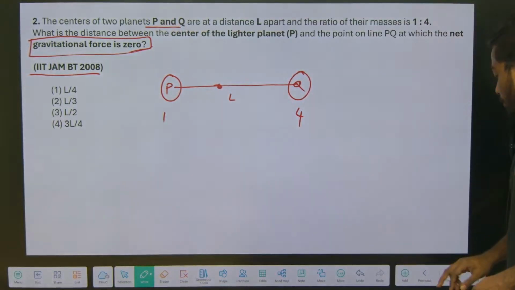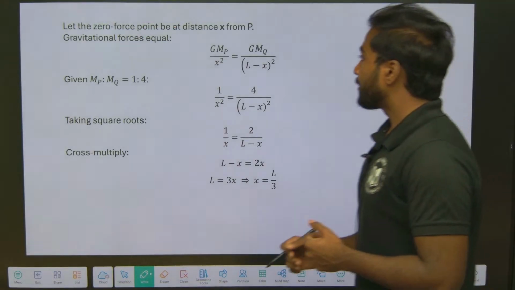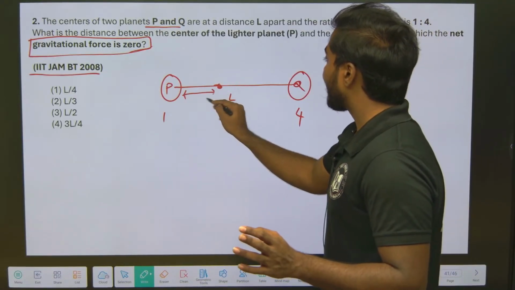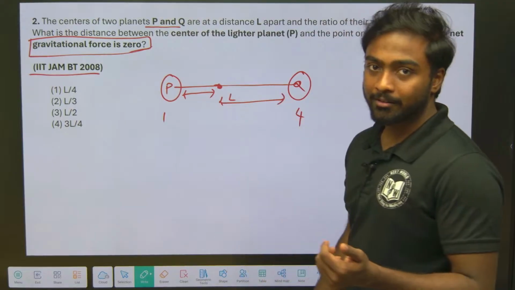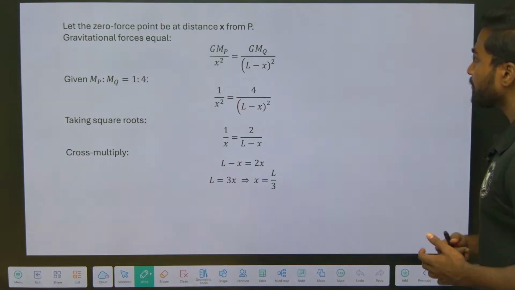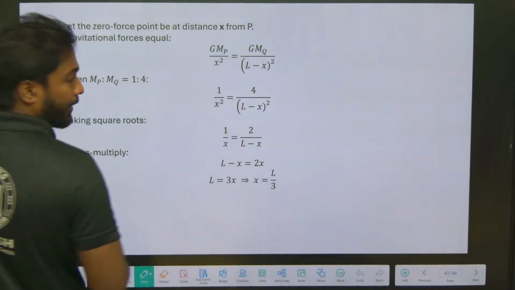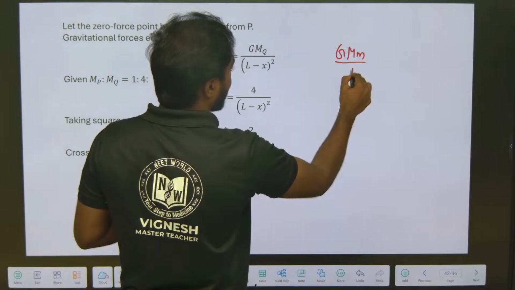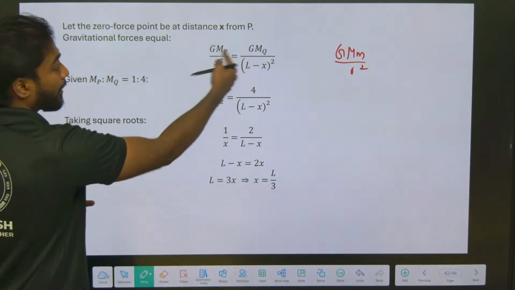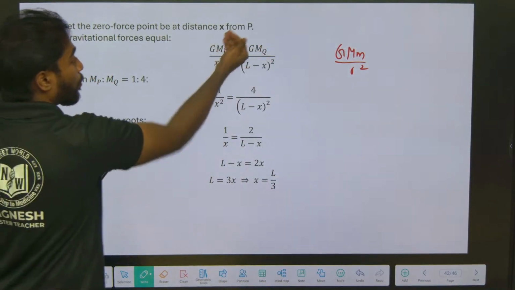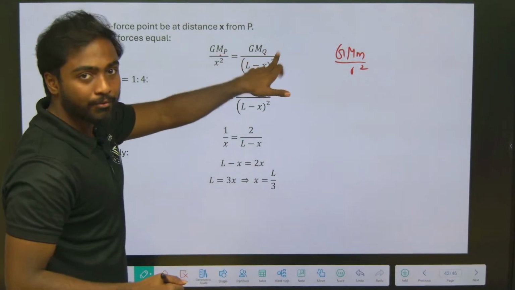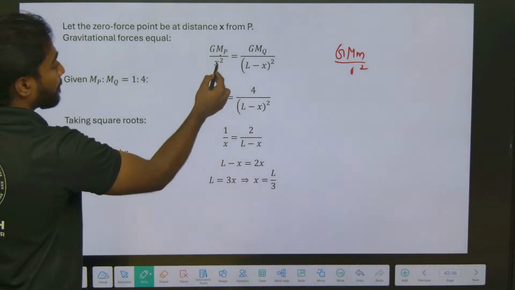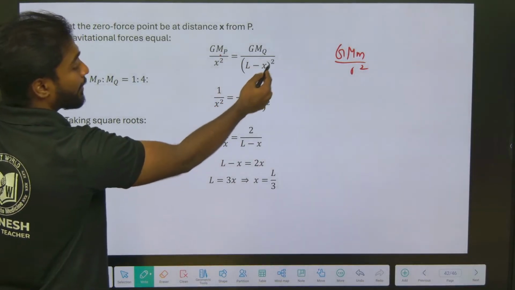So, we will solve this question. Suppose I take this point at distance x, so the remaining will be L minus x. What is the formula? GM by r square. So the mass of the test body cancels, and only the mass of P and the mass of Q remain. So G M_P by x square will be equal to G M_Q by (L minus x) the whole square.